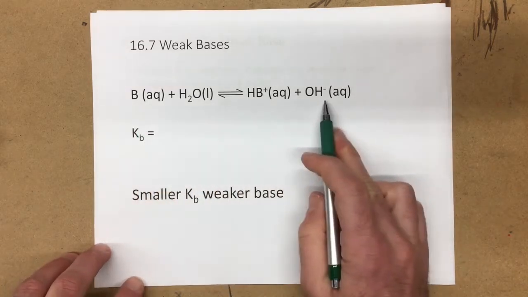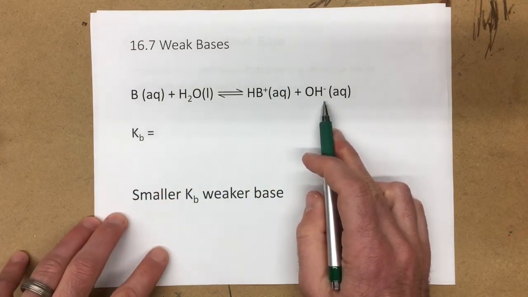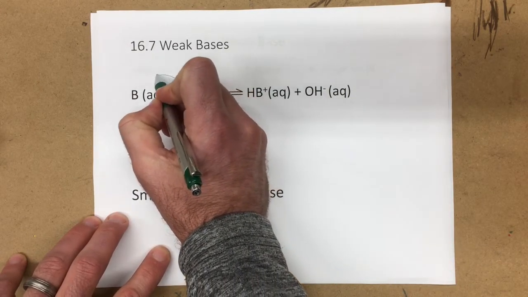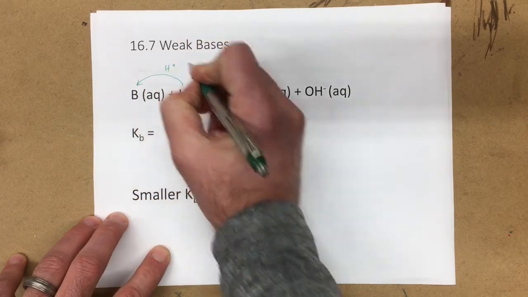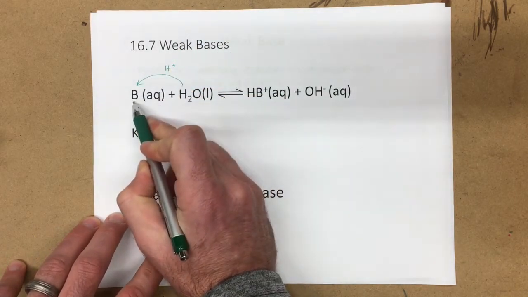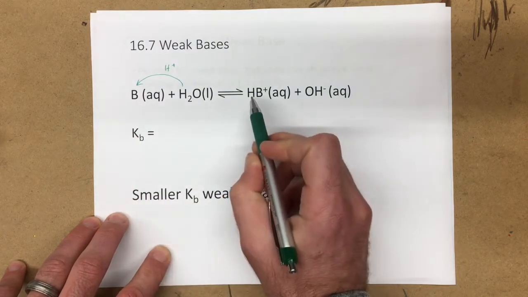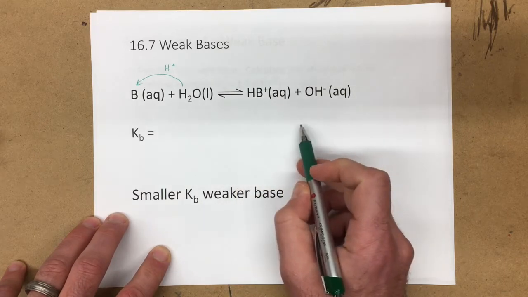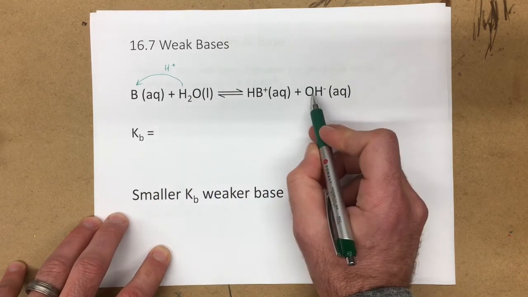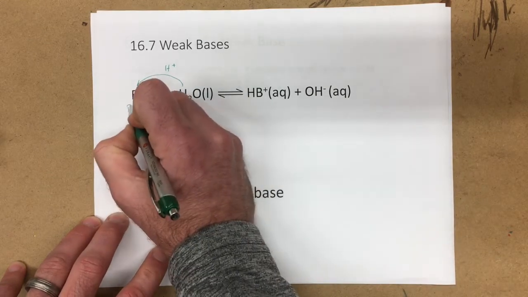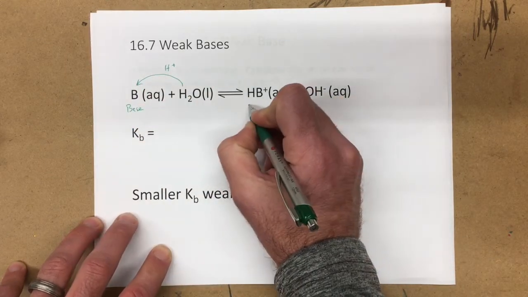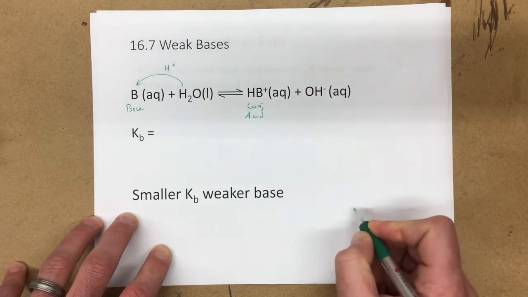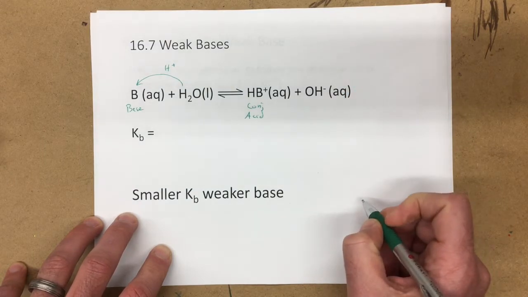So first of all, this is just a generic equation for a base. And so what do bases do? Bases accept protons. So a proton can be lost by water and come over here to the base. B is just any generic base. And when it gains a hydrogen, it becomes HB+. And then the water, when it loses the proton, becomes OH-. So this is your base, and then over on this side, you have a conjugate acid, and you have hydroxide, which is your conjugate base.